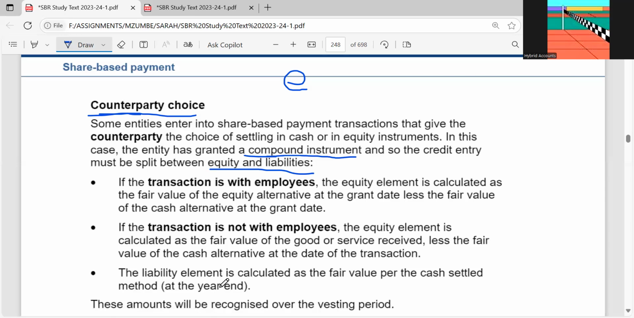But also, how do you get the liability element? The liability element is calculated at the fair value per the cash settled method. I hope you know for cash settled, you use the liability. For equity settled, you use the equity. That's why the equity element is based on the equity settled share-based payment, and the liability element is based on the cash settled. It's just like that.